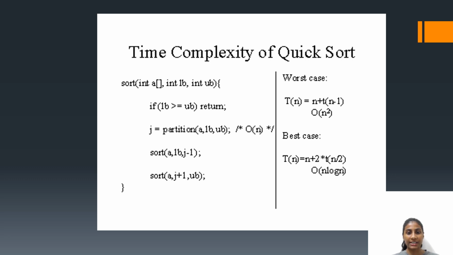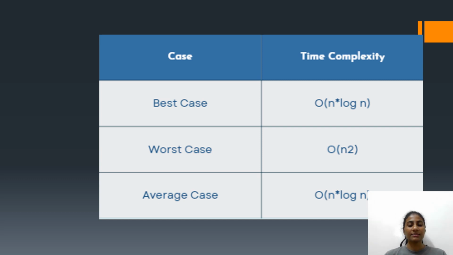We have the worst case and the best case that I'll be discussing later. Sort(a, lb, j minus 1), sort(a, j plus 1, ub). We have three cases: best case, worst case and average case. The best case occurs when we select a pivot as the mean. So here O of n log n, that is T of n is equal to 2 T of n by 2 plus n into constant.